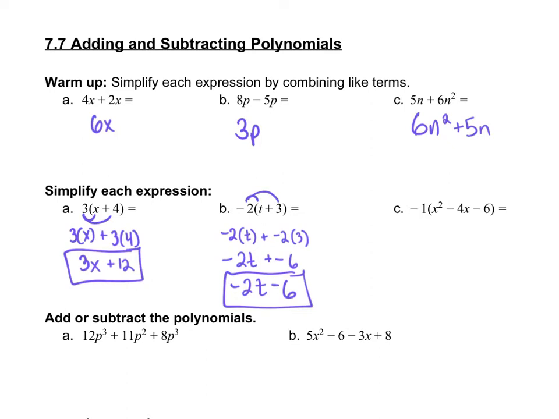All right, and letter C. Negative 1 times x squared is negative x squared. Negative 1 times negative 4. Then we have negative 1 times negative 6. All right, so I have a negative x squared. Negative 1 times negative 4 is a positive 4x. Negative 1 times negative 6 is a positive 6. So I get negative x squared plus 4x plus 6.